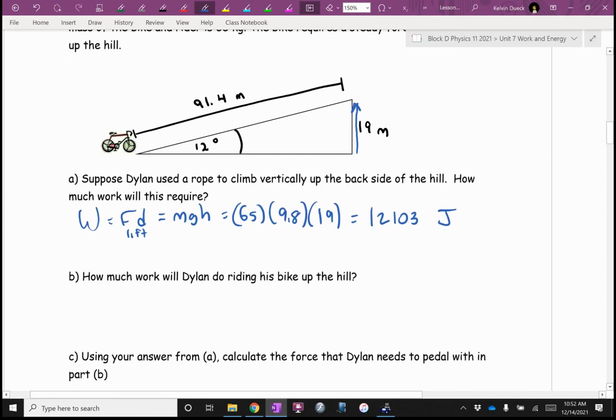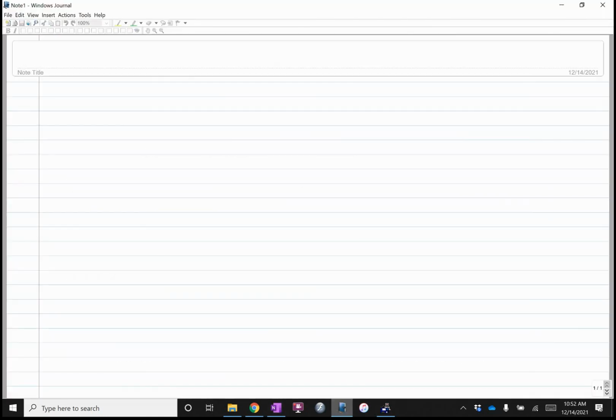How much work will Dylan do riding his bike up the hill? It's a good question. How much work did Dylan do? Oh, that's a bad color. You can't see it from the back. Let's get darker. How much work did Dylan do lifting it straight up? 12,000. What was it?